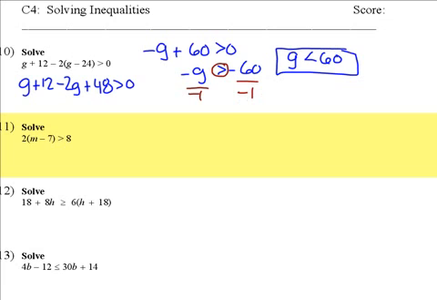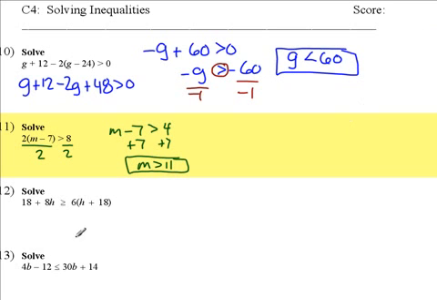Let's take a look at number 11. Number 11, I would start this one by dividing both sides by 2, knock the numbers down. So m minus 7 is greater than 4. Add the 7 to both sides, and m is greater than 11, and that one is done quickly.